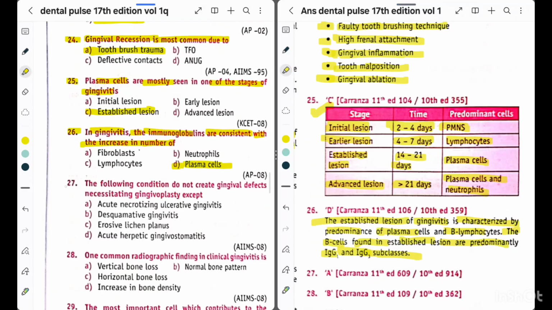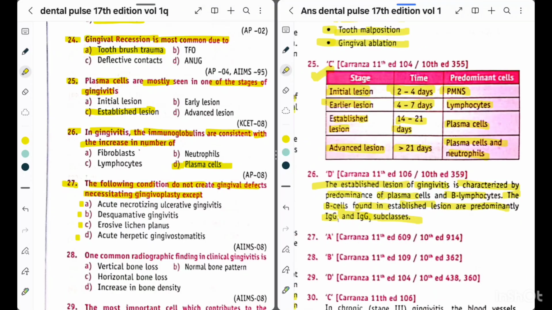Okay, now question 27. The following conditions do not create gingival defect necessitating gingivoplasty except option A, ANUG, option B, desquamative gingivitis, option C, erosive lichen planus, option D, acute herpetic gingivostomatitis. So the answer is option A, ANUG.